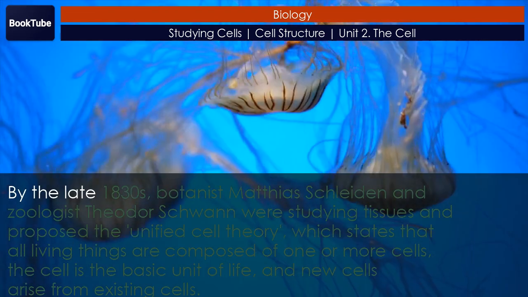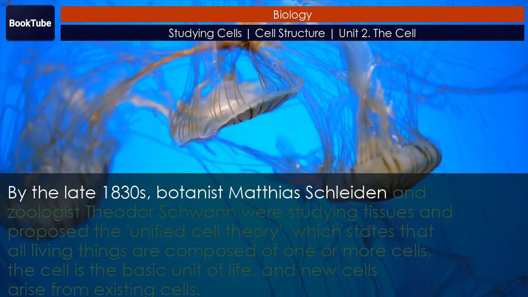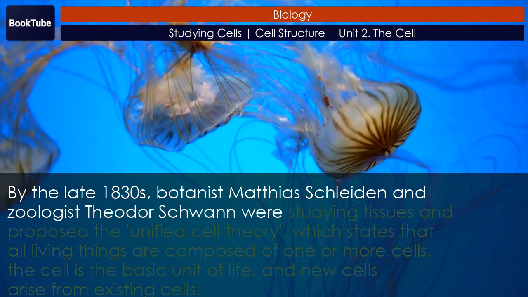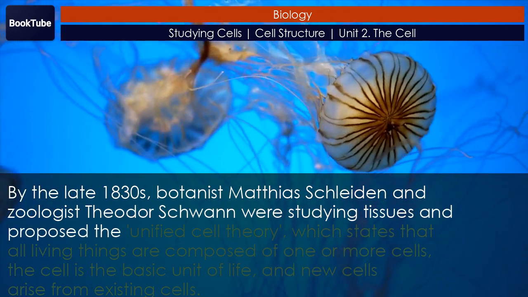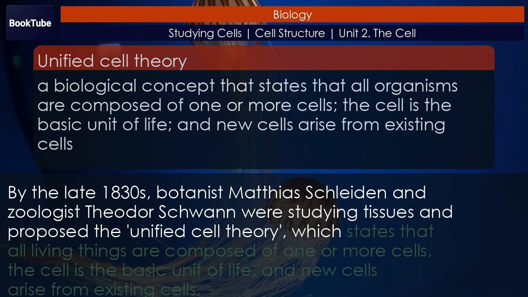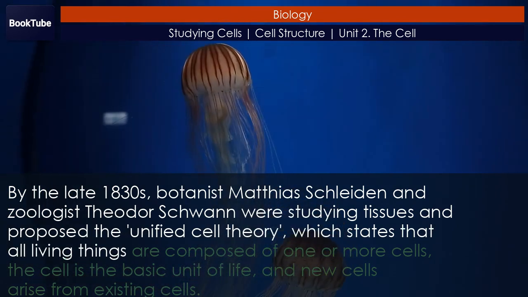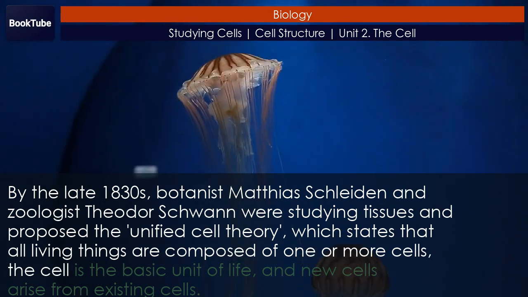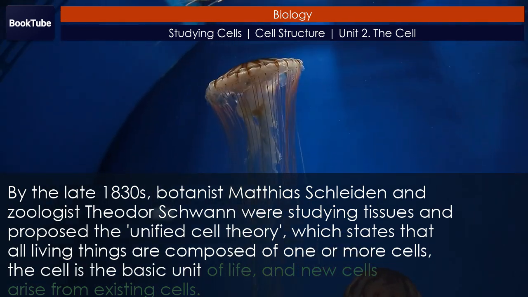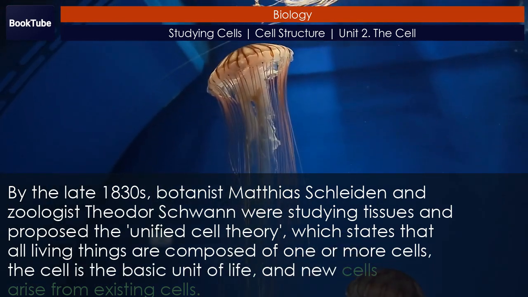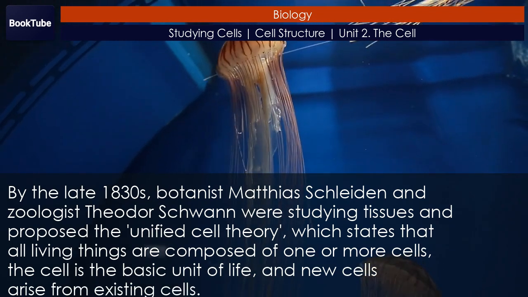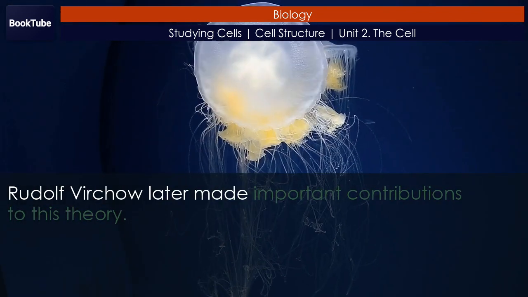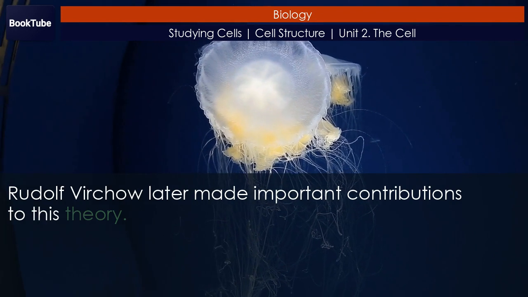By the late 1830s, botanist Matthias Schleiden and zoologist Theodor Schwann were studying tissues and proposed the unified cell theory, which states that all living things are composed of one or more cells. The cell is the basic unit of life, and new cells arise from existing cells. Rudolf Virchow later made important contributions to this theory.